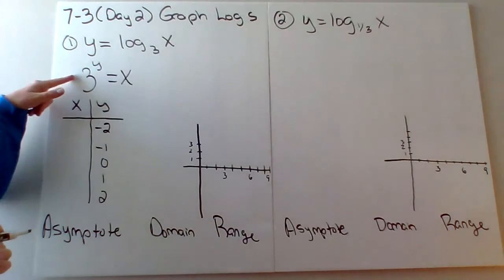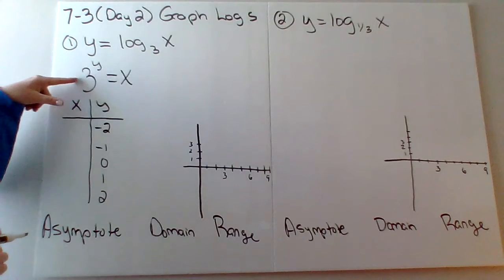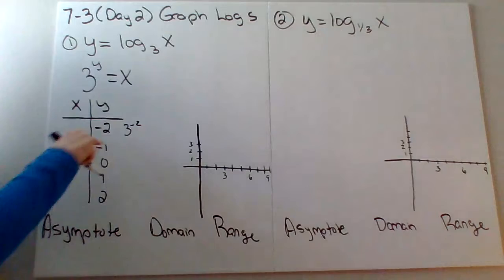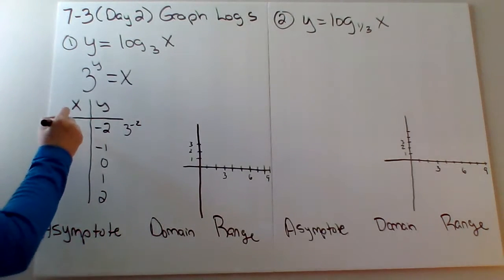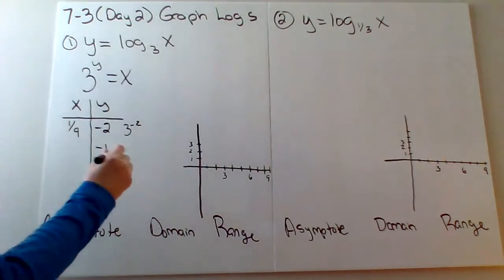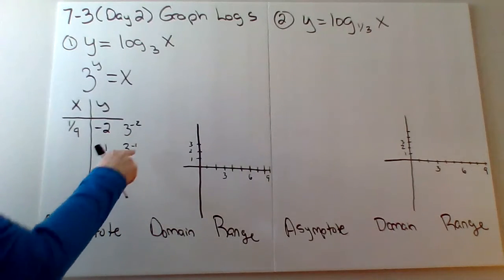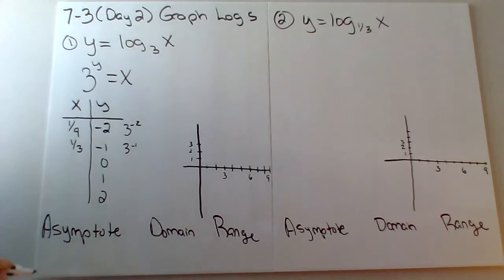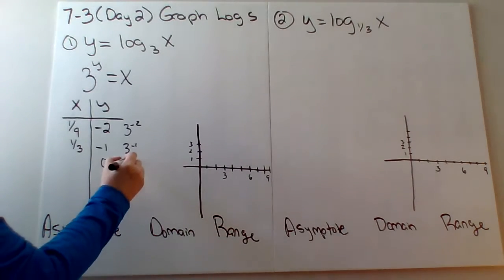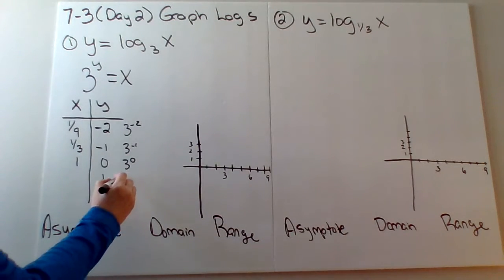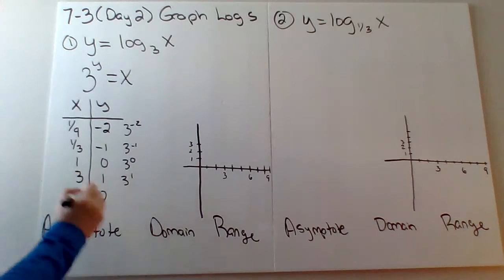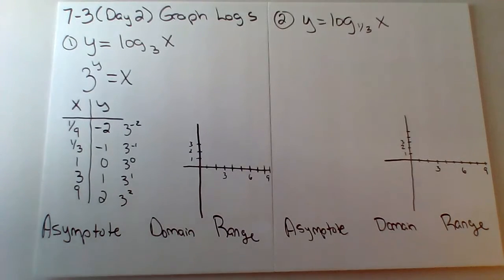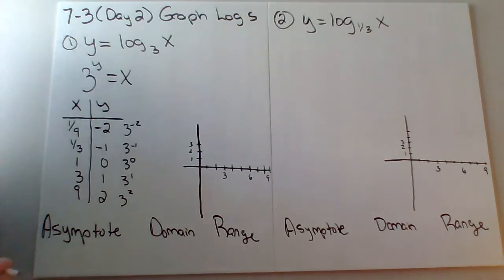So 3 to the -2, you can put it in your calculator, or remember that with negative exponents, you would send that downstairs and then square it, so that's 1/9. 3 to the -1, you send it downstairs, so that would be 1/3. 3 to the 0 is 1, 3 to the first is 3, and 3 to the second is 9. So these are the values that we're going to graph.